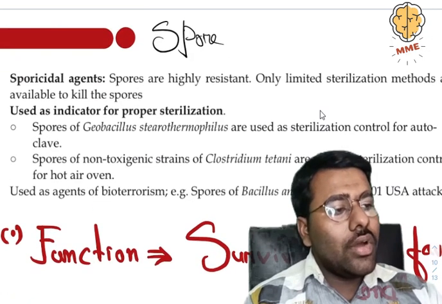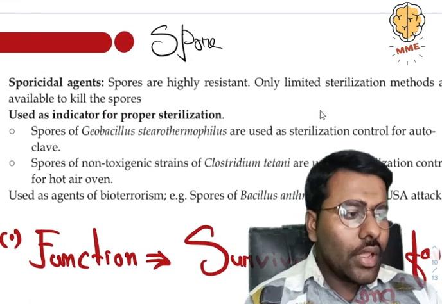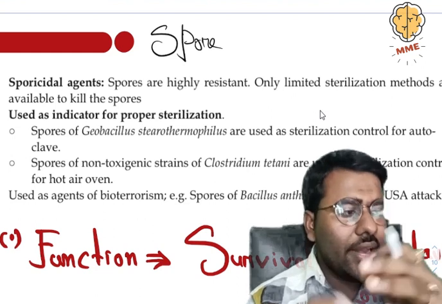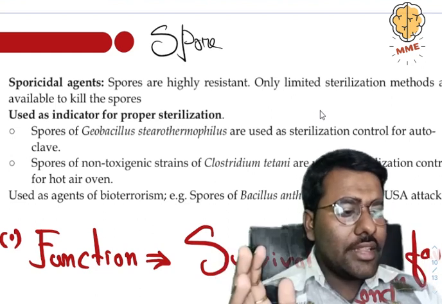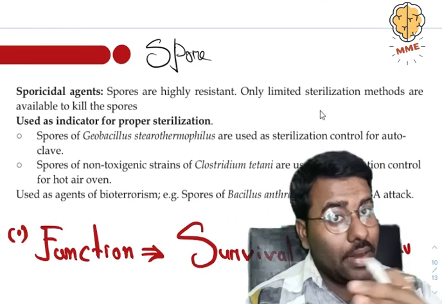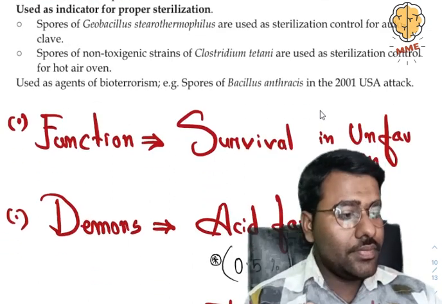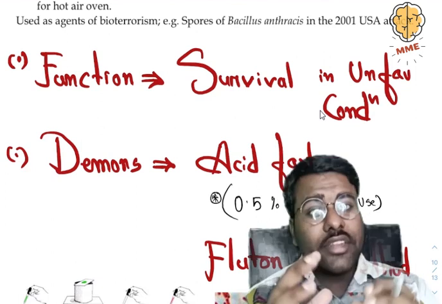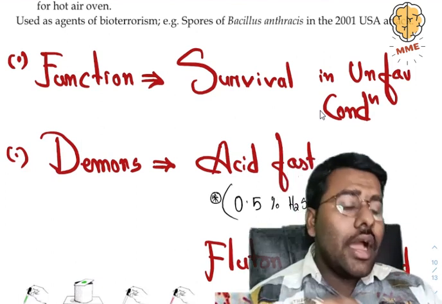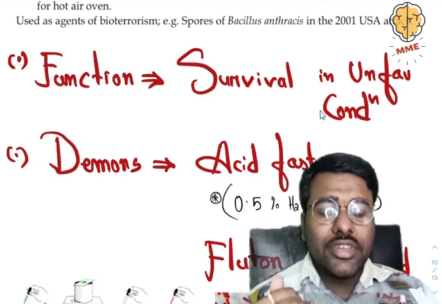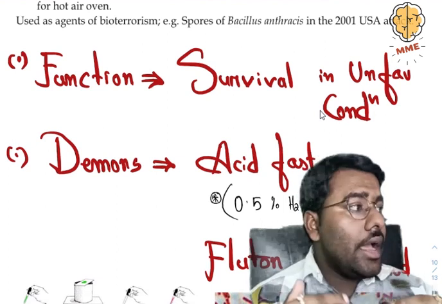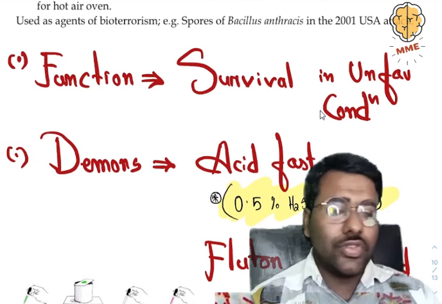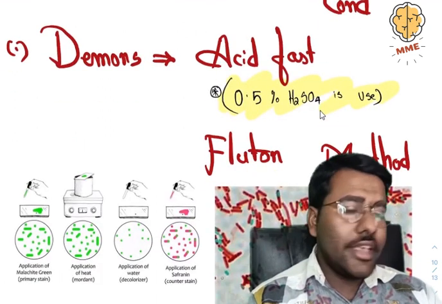Okay. Now coming to the spore. The spore is mainly used for sterilization control in autoclave and hot air oven. They are actually used and mainly used in bioterrorism. What is the function of the spore? The spore's main function is to tolerate unfavorable conditions. Okay, and how to demonstrate? We demonstrate by acid-fast staining, and in this case we can use 0.5% H2SO4.